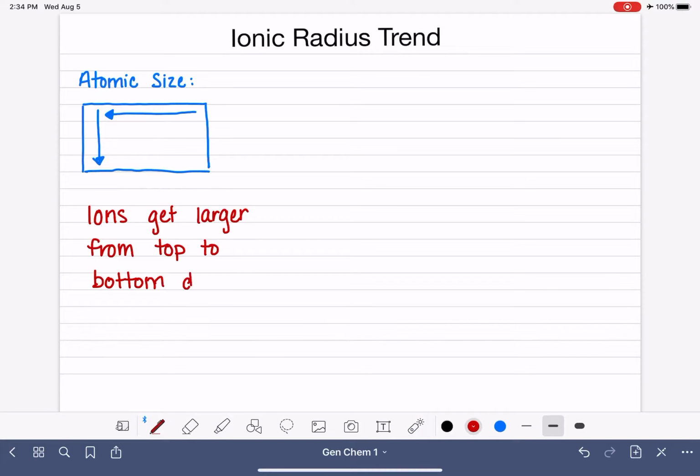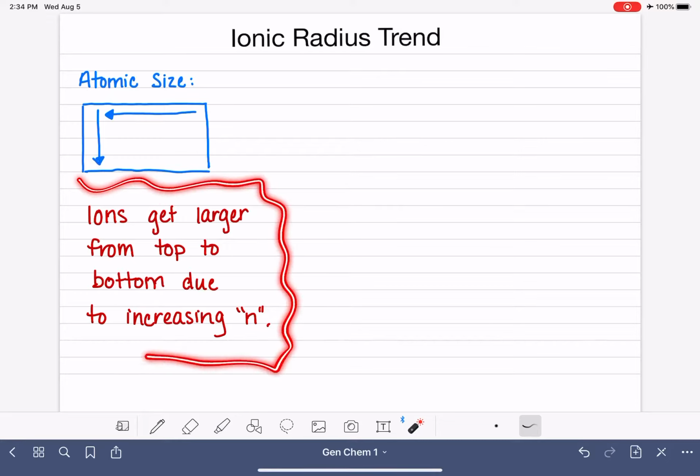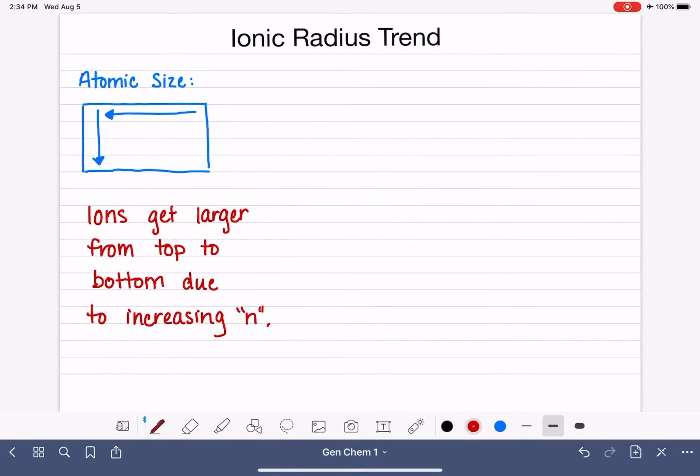So this is just simply due to increasing number of energy levels, which we abbreviate as n. The atom or the ion just gets larger and larger as the number of energy levels increases. So this is, like I said, the easy part of the trend. Now, if we're looking within a given row on the periodic table, the trend actually depends on if we're looking at a cation or an anion. So we're going to make two explanations here, for cations first, and then also for anions.